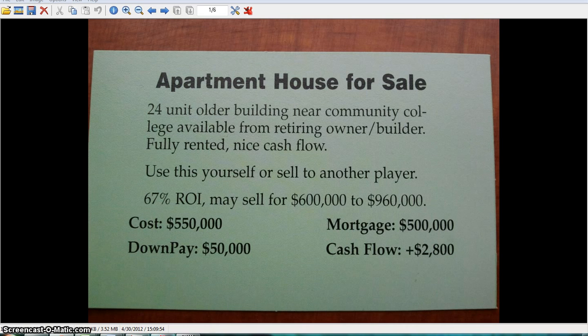So in this scenario, I picked an apartment house for sale card. When I drew this card, I only had $1,000. However, I knew that the other players at the table had about $50,000 amongst all of them. So I drew the big deal card. Here's what it says: 24-unit older apartment building near community college available from retiring owner/builder. Fully rented, nice cash flow. Use this yourself or sell to another player. 67% ROI. May sell for $600,000 to $960,000. Cost is $550,000. Mortgage is $500,000. Down payment is $50,000, and cash flow is $2,800, and that's a monthly number.